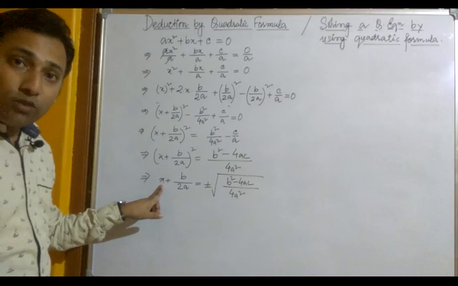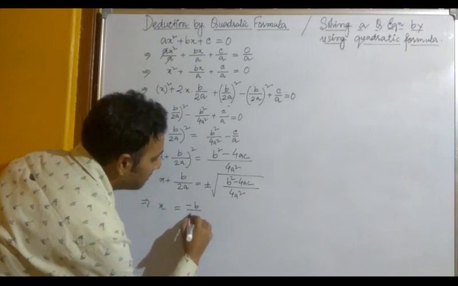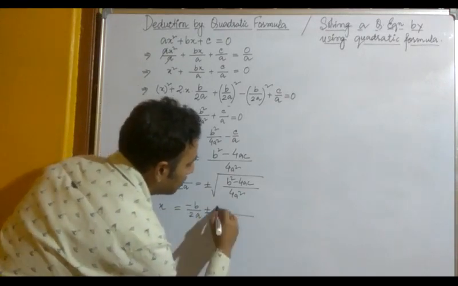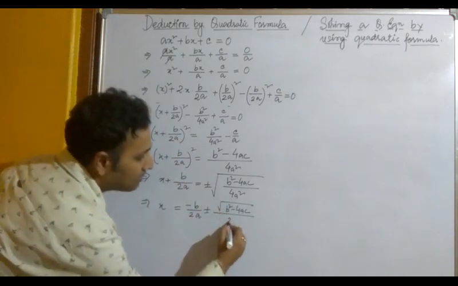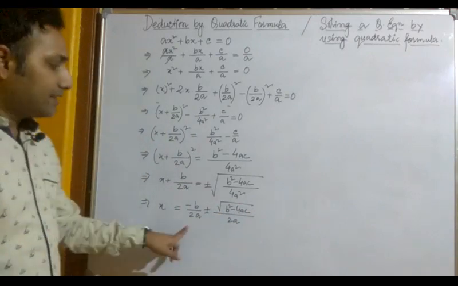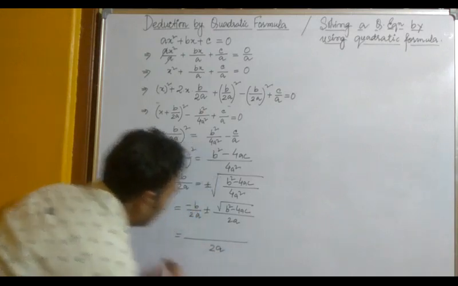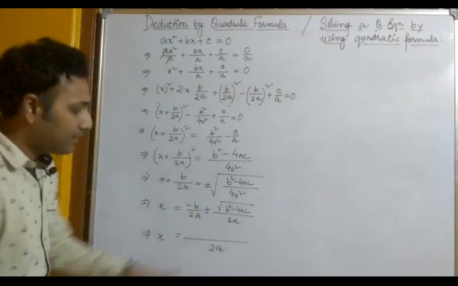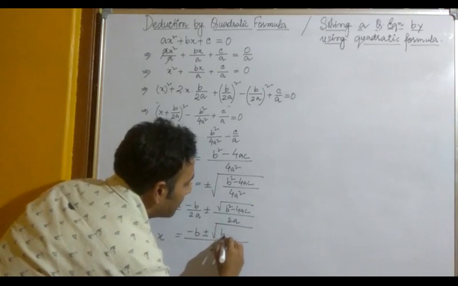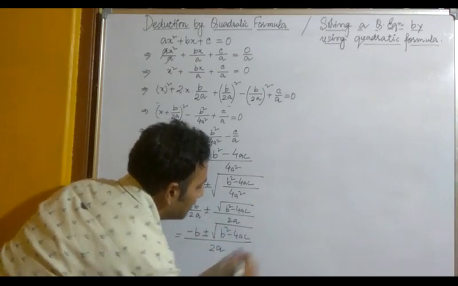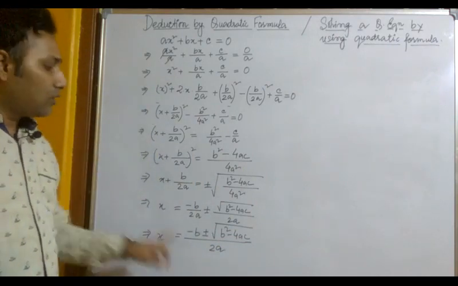Now I have to find out the value of x. So finally x is equal to minus b by twice a plus minus root over b square minus 4ac. The square root of 4a square is twice a. So the LCM of these two terms is twice a. So finally the value of x is equal to minus b plus minus root over b square minus 4ac divided by twice a. So in this way we have deduced the quadratic formula.